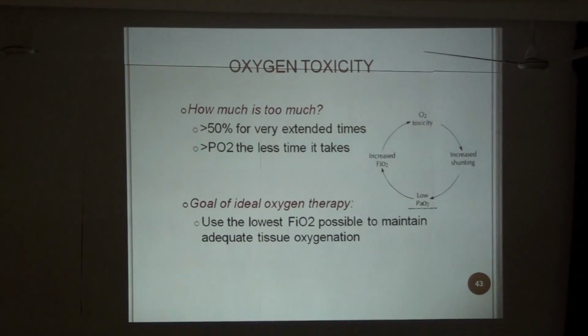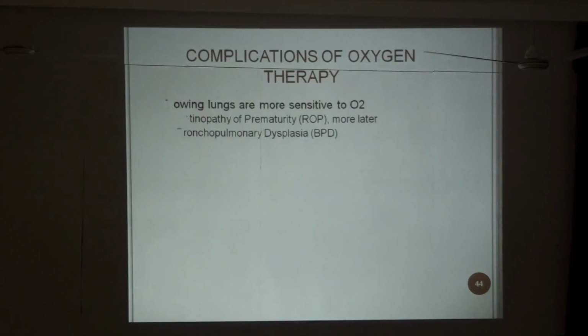So a PO2 of 90 is very good. Don't try to attain a PO2 of 150, 200. 90 millimeters of mercury is very good for any patient. The goal of ideal oxygen therapy: use the lowest FiO2 possible to maintain adequate tissue oxygenation. And there are many other complications. Growing lungs are more sensitive.